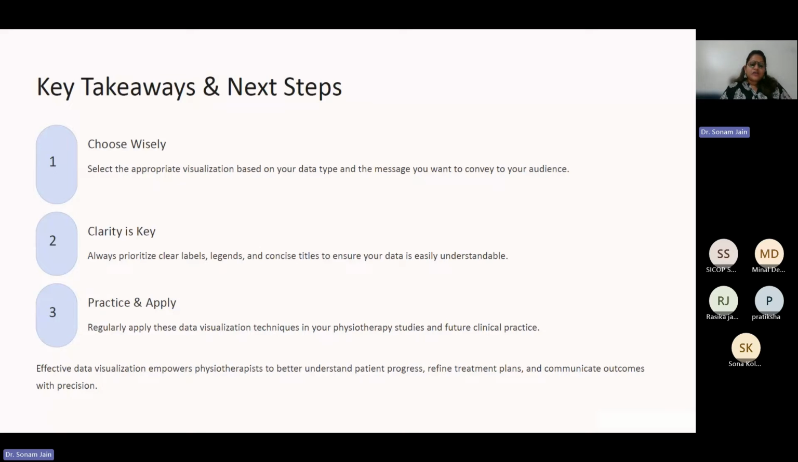And practice and apply. Regularly apply these data visualization techniques in your physiotherapy studies and future clinical practice. Effective data visualization empowers physiotherapists to better understand patient progress, refine treatment plans, and communicate outcomes with precision. So if you have a line diagram showing how your treatment is working, then you will also be able to communicate that with others and with precision.